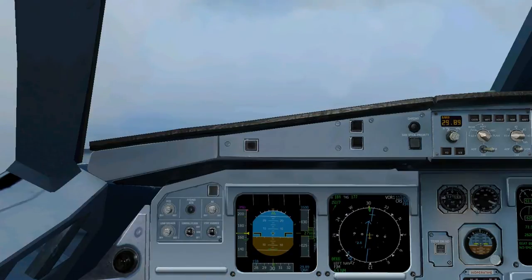Okay, so the next thing that's going to happen for this approach is we're going to descend down to 2,600 feet. We're going to maintain 2,600 feet until we overfly the VOR. Now, what is going to happen after we overfly this VOR on a heading of 308?